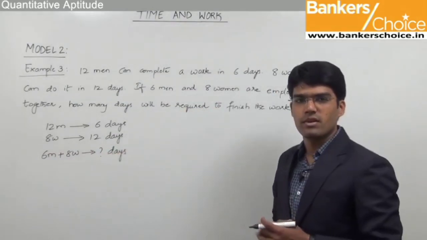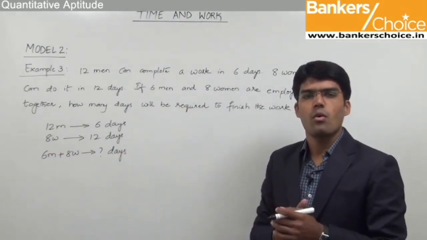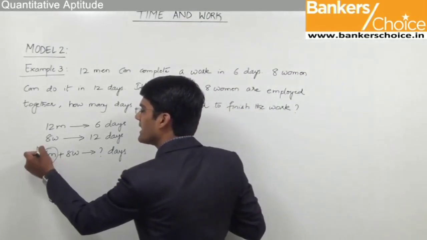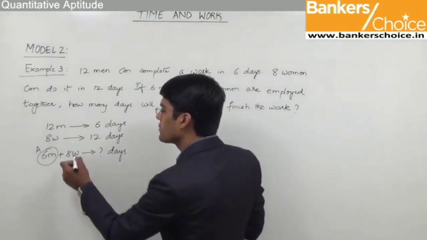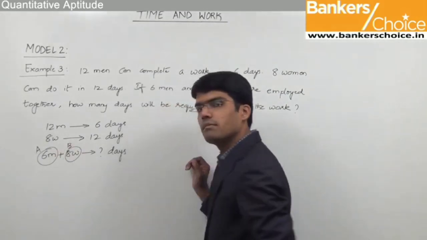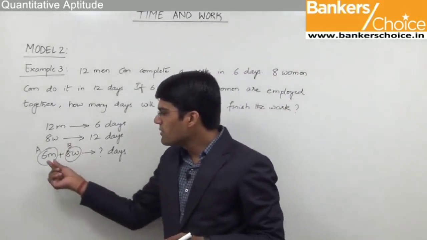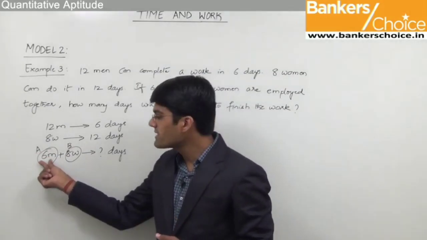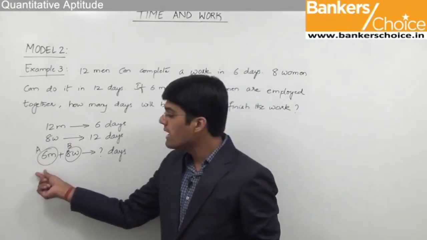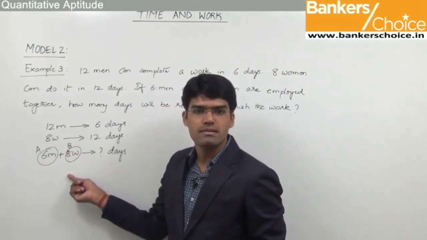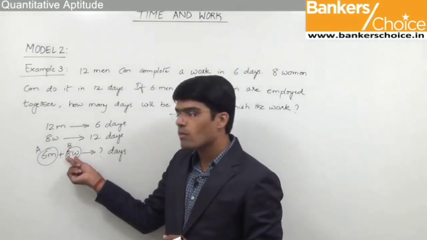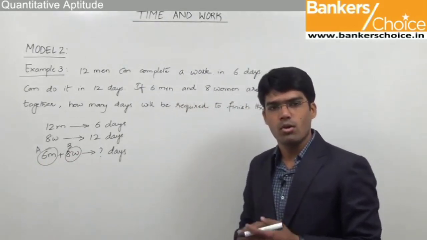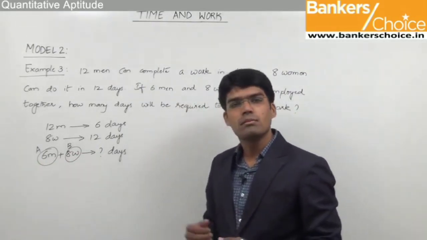To solve this type of question, we can again go by the concept of one day's work. Here, let us assume that the group of 6 men is nothing but one person A, and this group of 8 women is one person B. Now, if we are able to find out the number of days required by person A, that is, by 6 men to do this work, and the number of days required by person B, that is, by 8 women to do the work, then we can apply the one day's work concept or the unitary method to find out the total number of days.